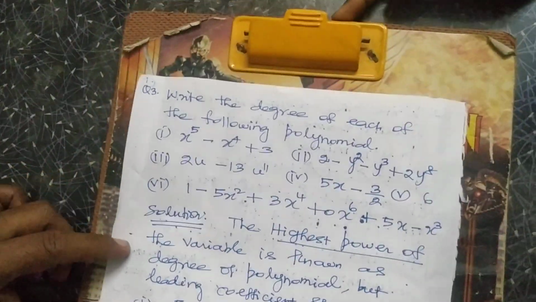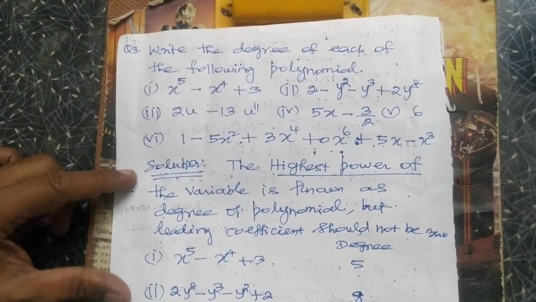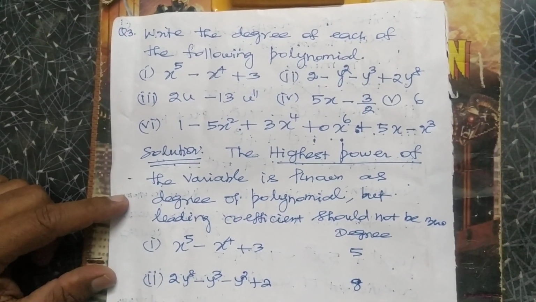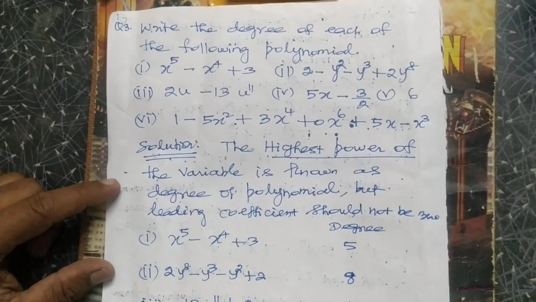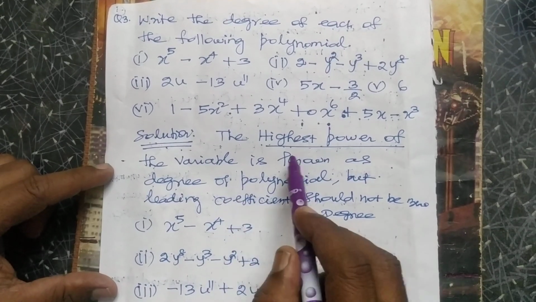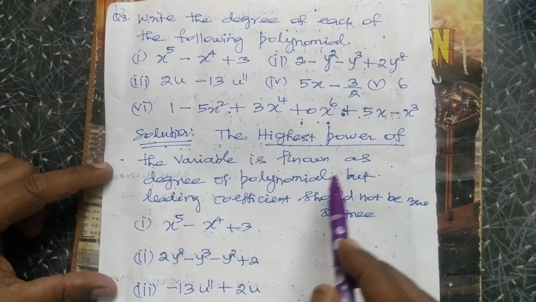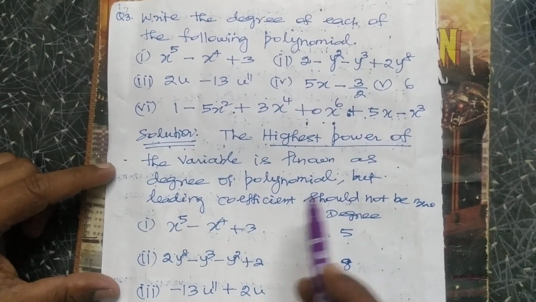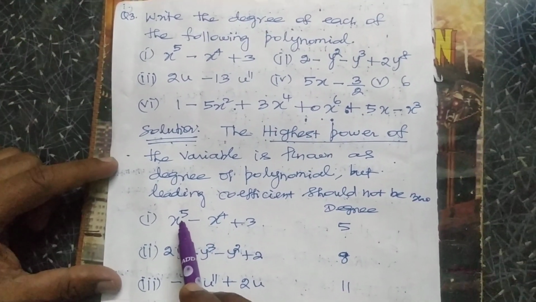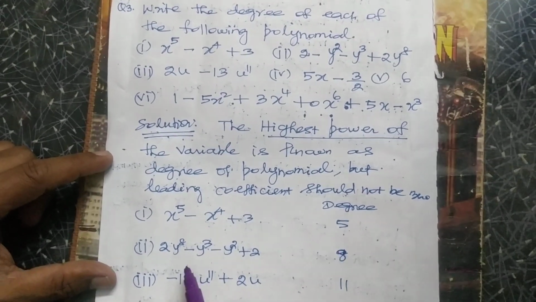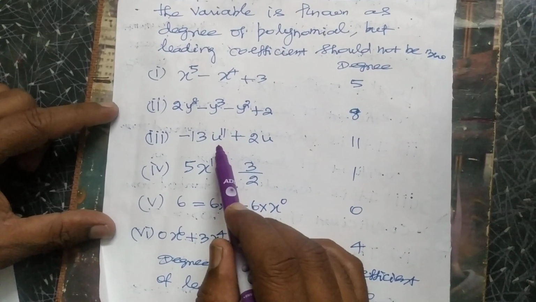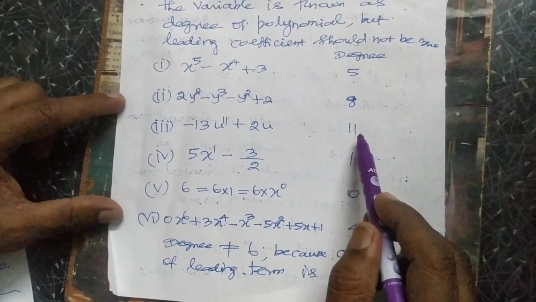Now, let us see the degree of each of the following polynomials. While finding the degree of a polynomial, the leading coefficient of the highest power of the variable should not be 0. By definition, the highest power of the variable is known as the degree of the polynomial, but the leading coefficient should not be 0. Here the highest power is 5, therefore the degree is 5. Here the highest power is 8, the degree is 8. In the third one, the highest power is 11, therefore the degree is 11.